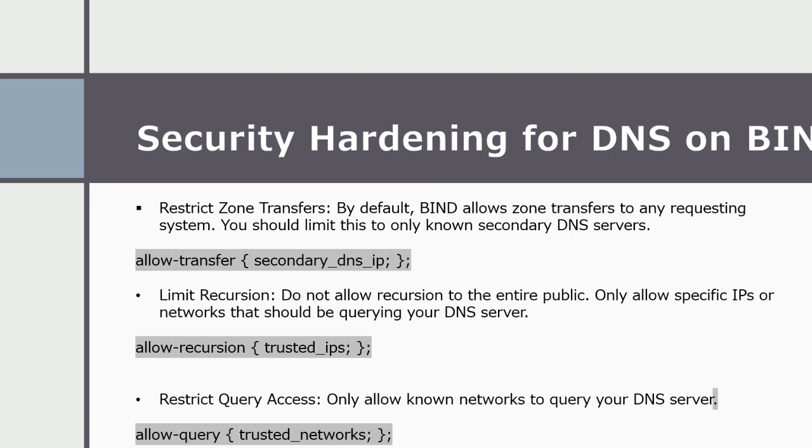Limit the recursion. Do not allow recursion to the entire public. Only allow specific IPs or networks that should be querying your DNS server. Restrict query access. Only allow known networks to query your DNS server. Using chroot. Running BIND in a chroot jail means it runs in a restricted environment, which limits potential damage if compromised.